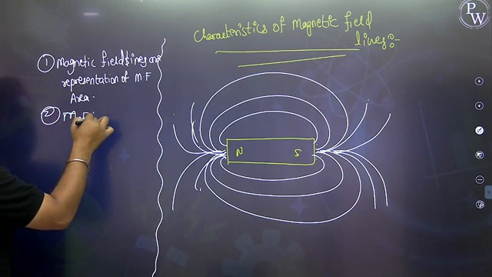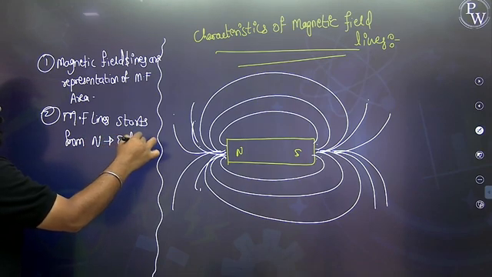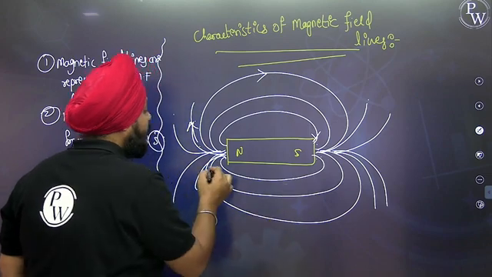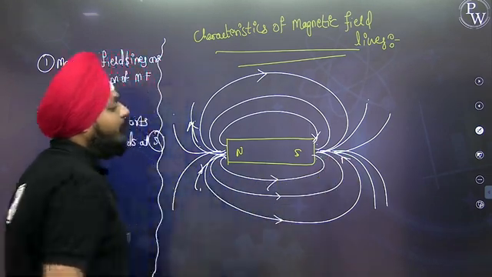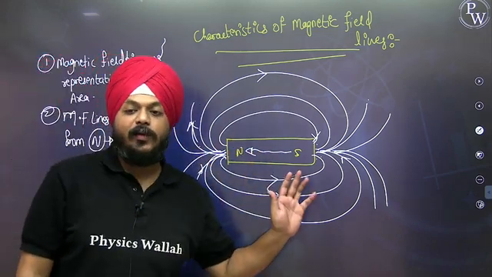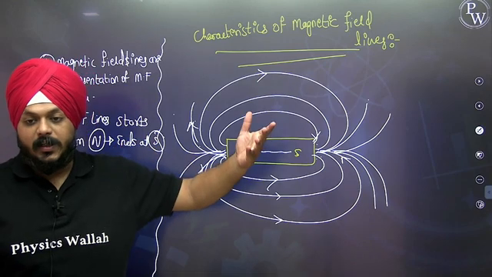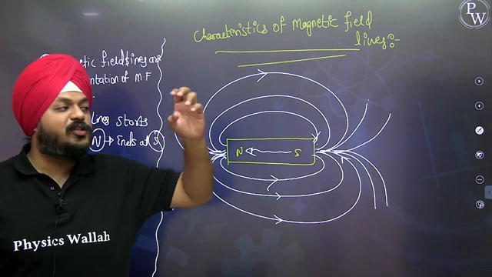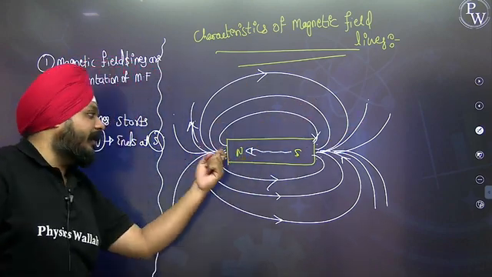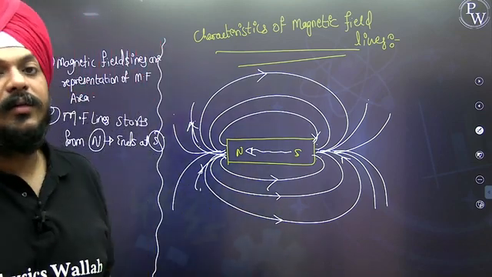Second, magnetic field lines start from north and end at south. Right, it starts from north, it ends at south. Inside the magnet we have the magnetic field lines from south to north. The same thing we have seen in electrostatics. The direction of the electric field that a single positive charge produces is radially outward, while the direction of the electric field of a single negative point charge is radially inward. Similarly here, the north pole is analogous to the positive charge. Why? The magnetic field is going radially outward. The south pole is analogous to the negative charge.